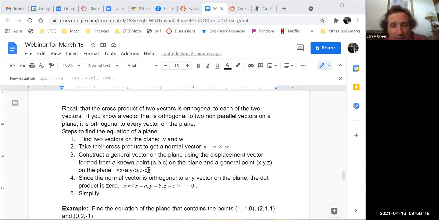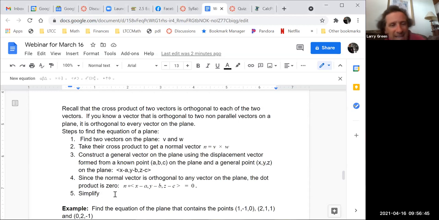So that gives you a vector on the plane. If you have a vector on the plane and you have a vector that's orthogonal to the plane, and you dot them, you get 0. So that means n dotted with x minus a, y minus b, z minus c is equal to 0. And that gives you the equation of the plane.